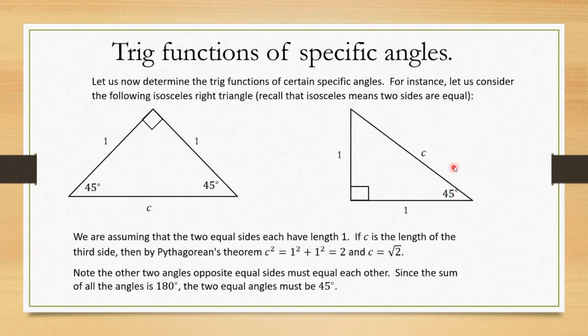Okay, that's good. But how would you get the length of c? Pythagorean's theorem: a squared plus b squared is c squared. In this case, a and b are both equal to 1. So by Pythagorean's theorem, c squared is 1 squared plus 1 squared, and 1 squared is 1, so we get 2 here.